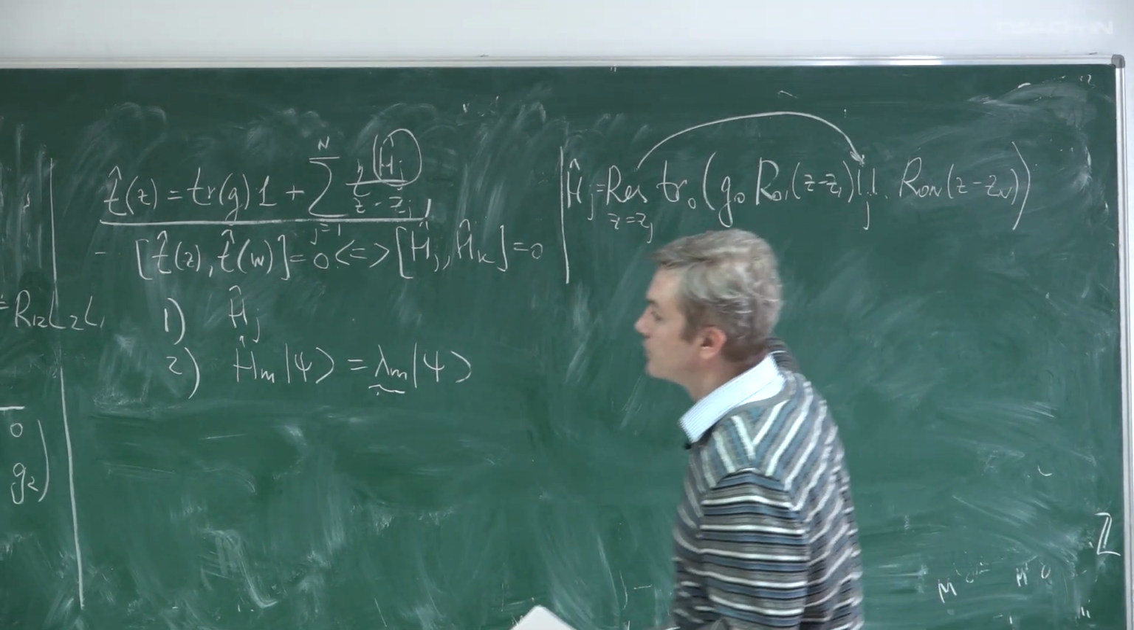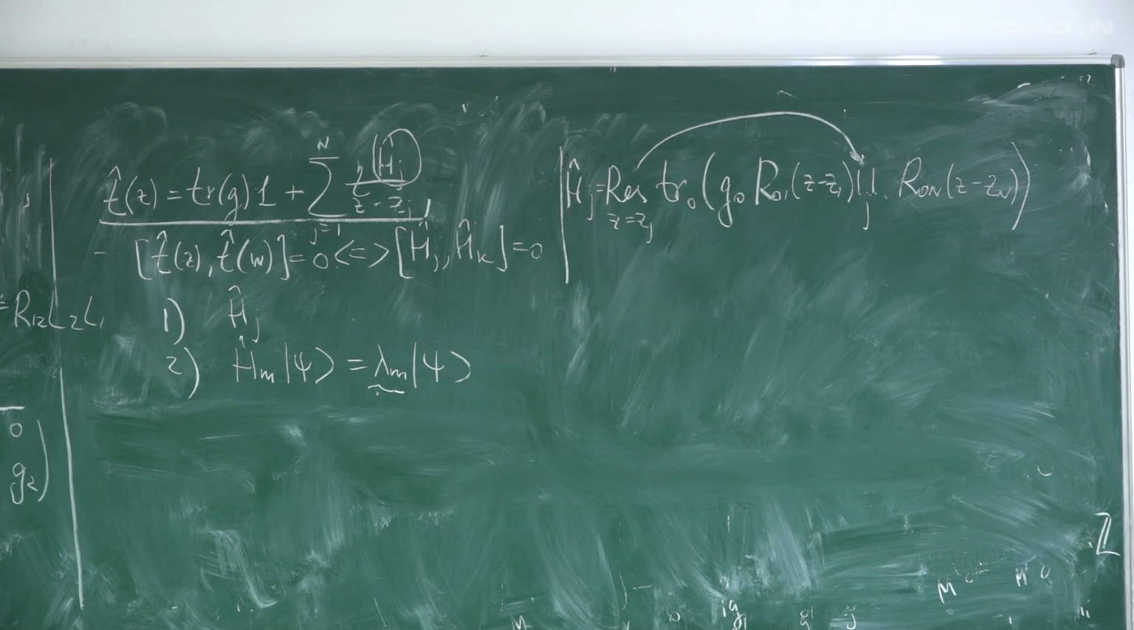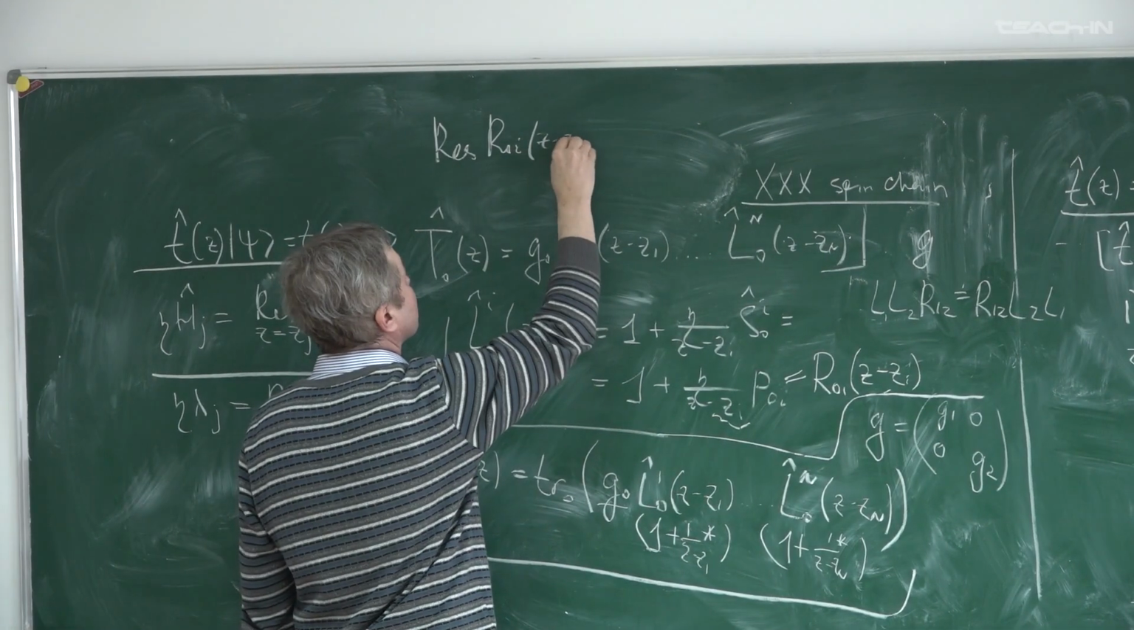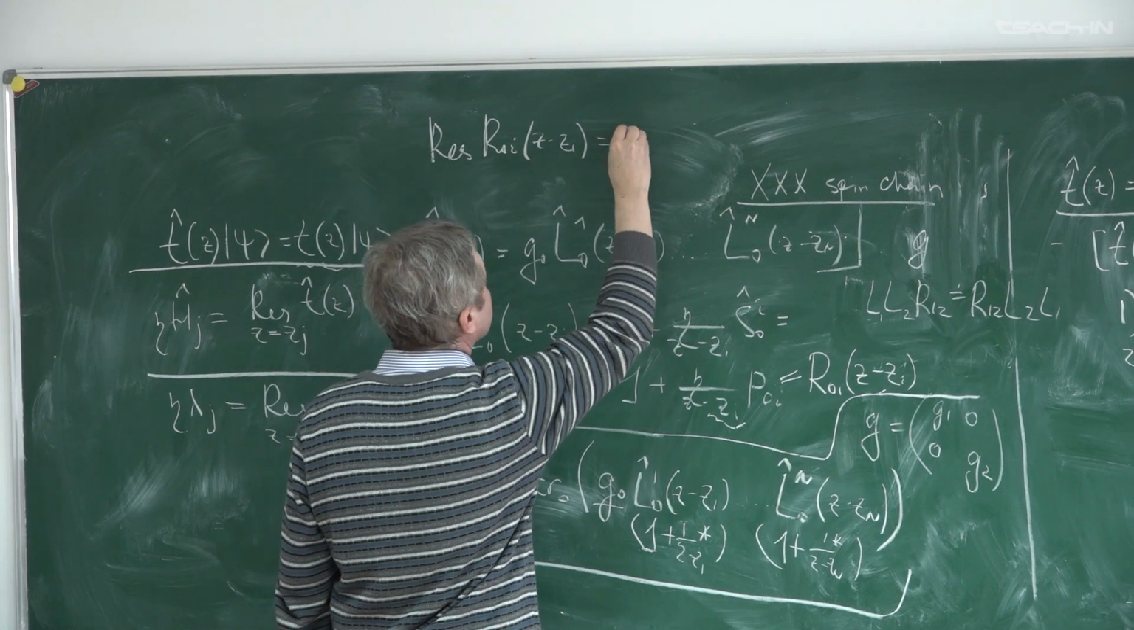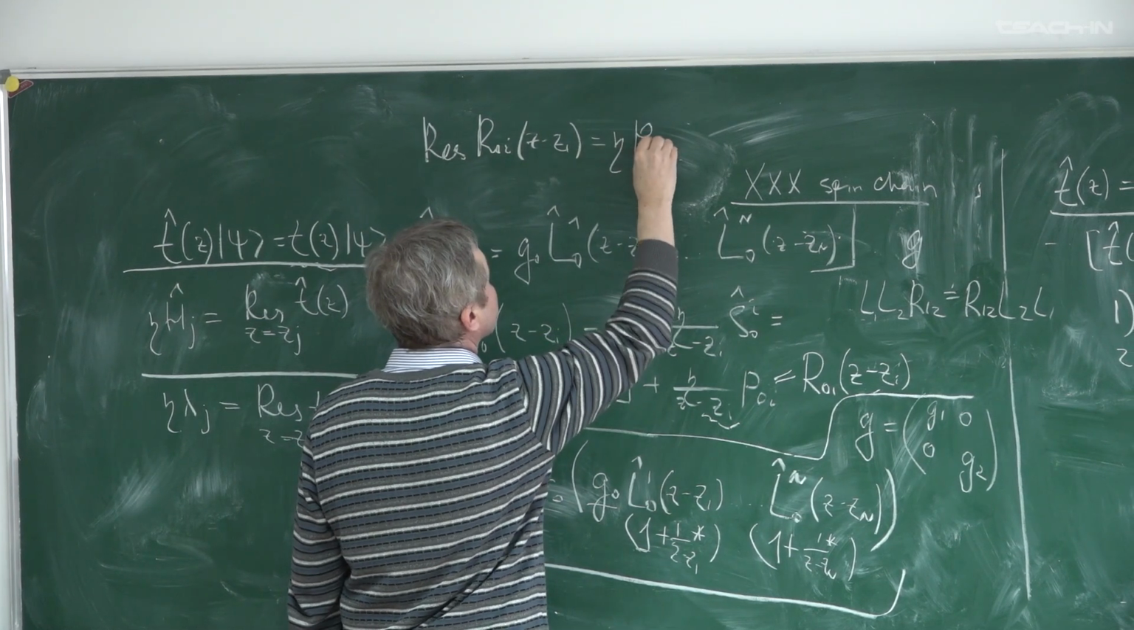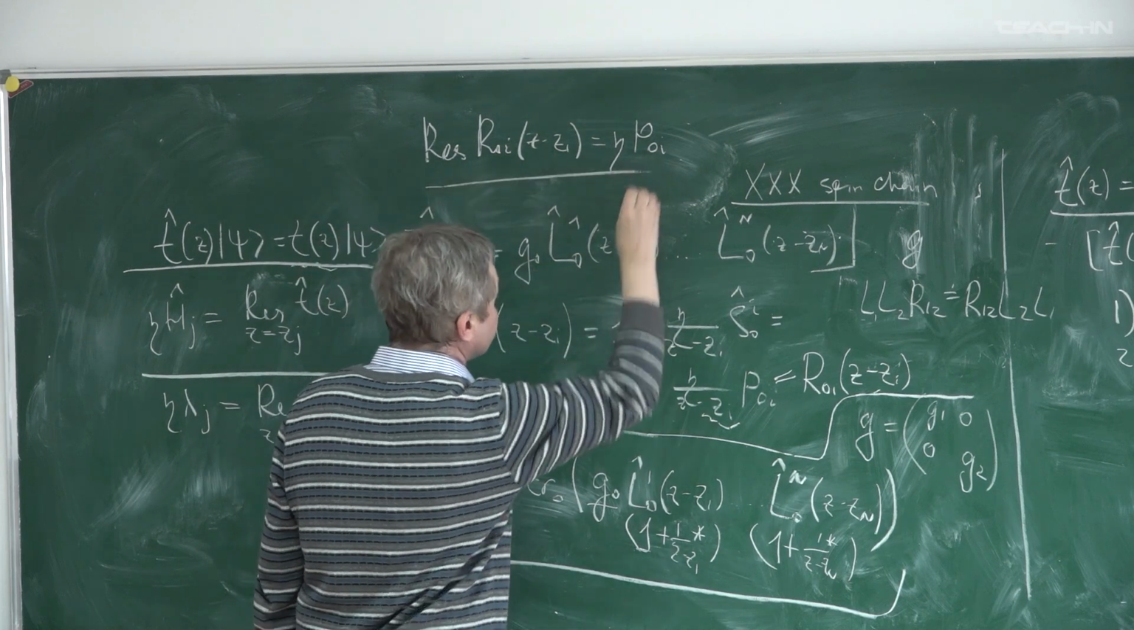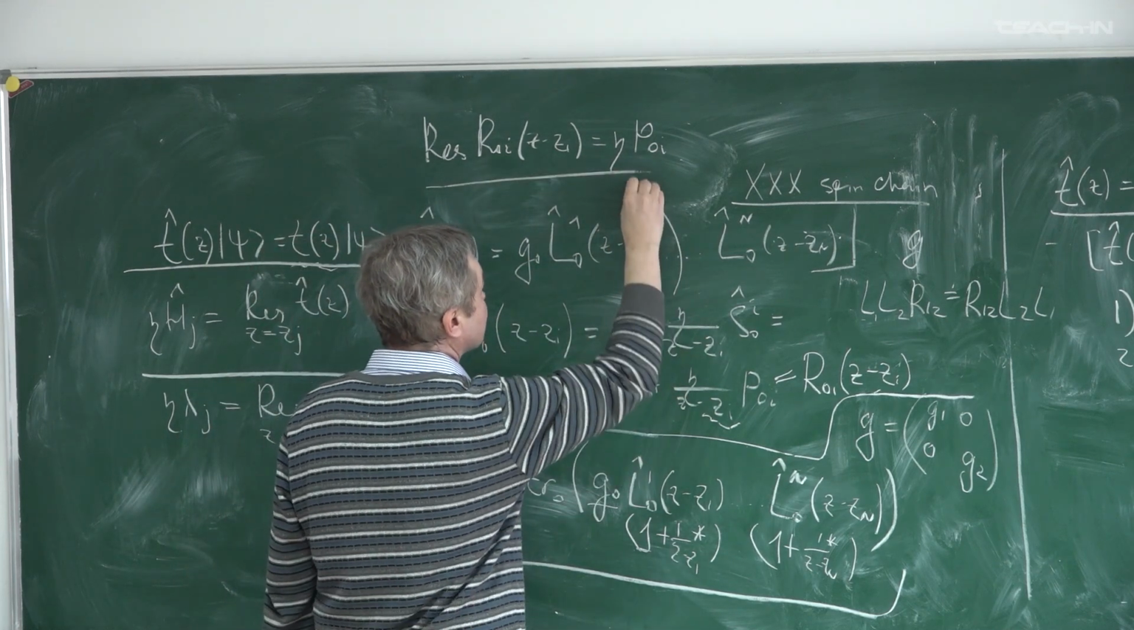And we also know the residue of this concrete term. This residue is exactly eta multiplied by the permutation operator. Yes, this is the residue of the Lax matrix. Let me write it. Somewhere here, the residue of this expression is equal to eta multiplied by the permutation operator. This follows just from the definition.